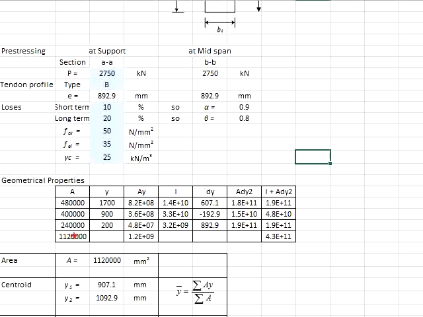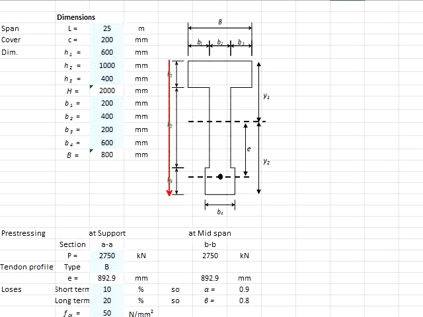The centroid is determined by dividing the sigma AY by sigma A, as given by these equations. When you divide these two values, you will obtain this. This represents the centroid as measured from the bottom of the beam. To obtain the centroid measured from the top of the beam, you need to take the overall height minus the centroid from the bottom of the beam. You obtain this centroid from the top of the beam.